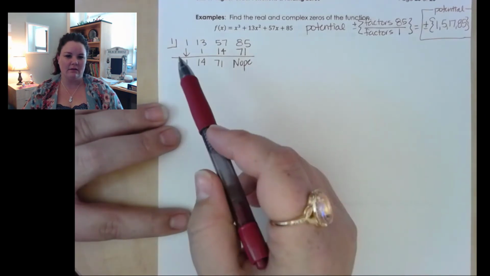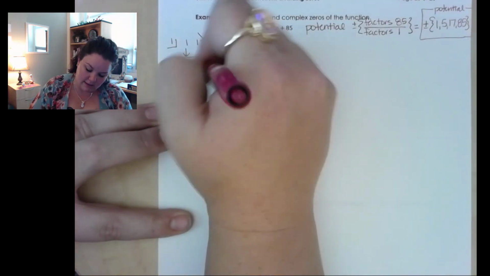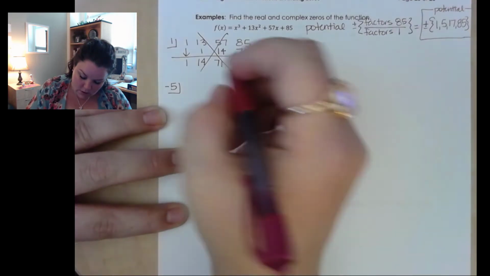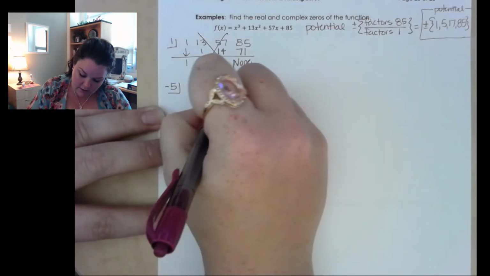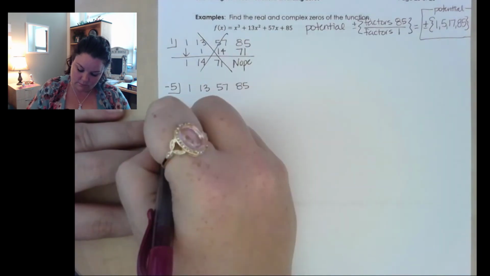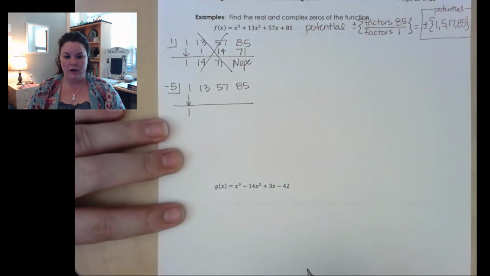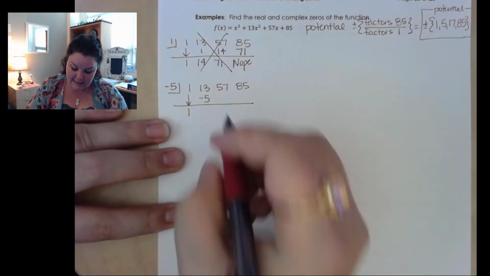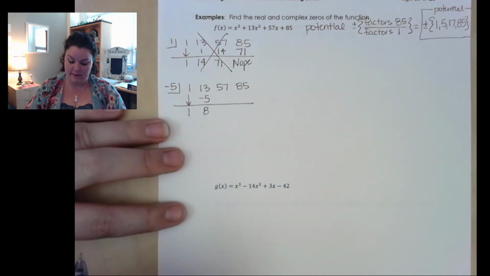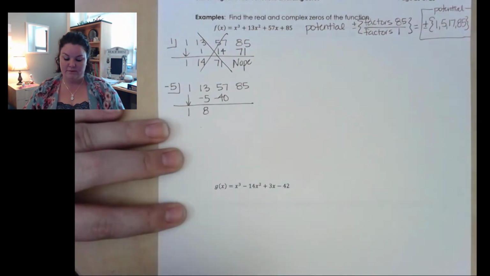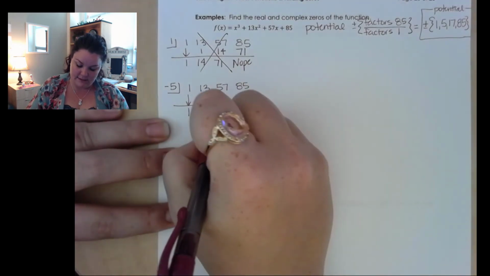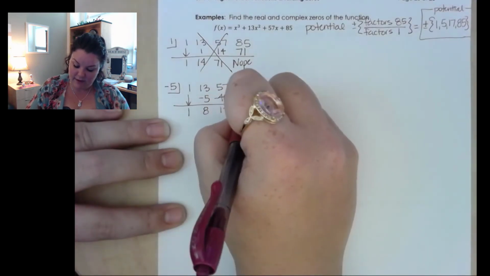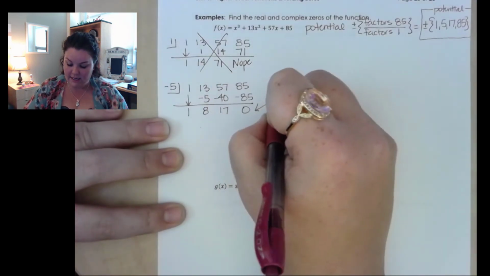And I think it's going to have to be bigger than -1. So let's try -5, because that's our next number on our potential list here, right? So 1, 13, 57, 85. So I bring down my 1. 1 times the -5 in my box is -5. 13 minus 5 is 8. 8 times the -5 in my box is -40. And 57 minus 40 gives me 17. 17 times the -5 in my box gives me -85. Yay! And we get a 0.